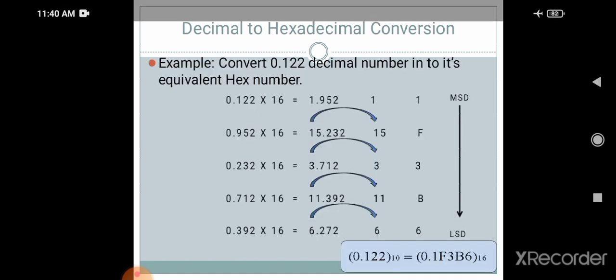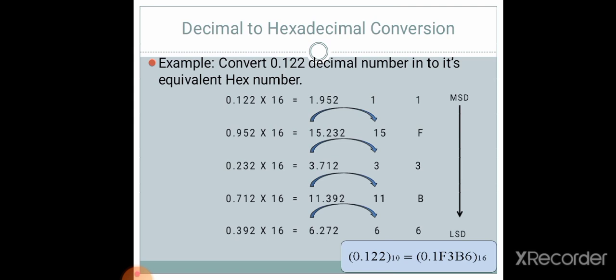Then 0.112, a fractional number, is given. We have to convert that number into a hexadecimal number. So 0.112 multiplied by 16, the answer is 1.952. So we have picked that 1 and written it at the right hand side. Then 0.952 is left. We have again taken that 0.952 below, and again we have multiplied that number with 16. So the answer is 15.232.